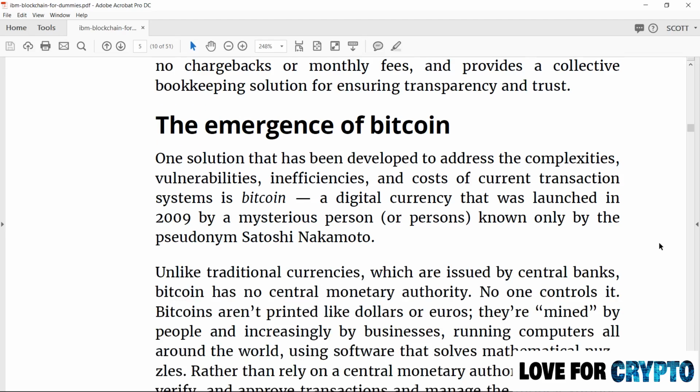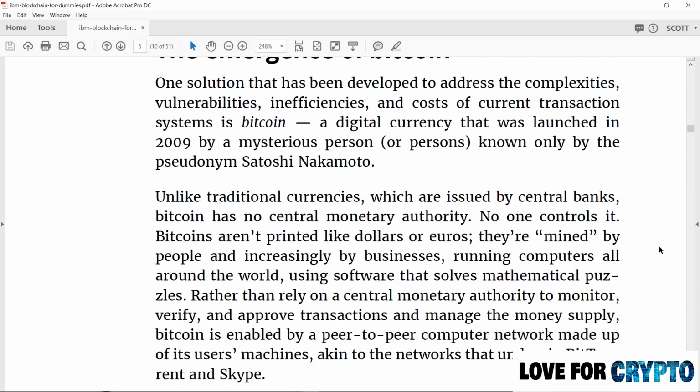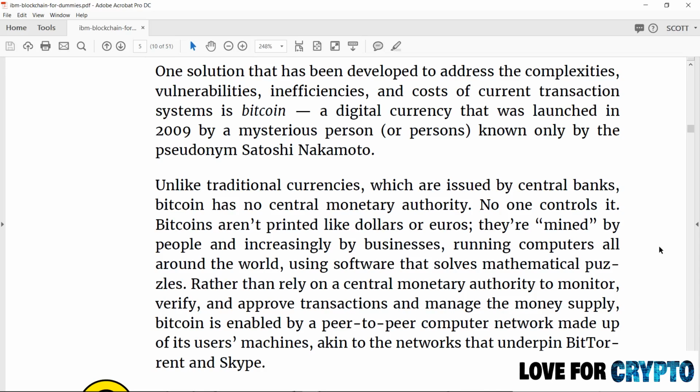One solution that has been developed to address the complexities, vulnerabilities, inefficiencies, and cost of current transaction systems is Bitcoin, a digital currency that was launched in 2009 by a mysterious person or persons known only by the name Satoshi Nakamoto. Unlike traditional currencies, which are issued by central banks, Bitcoin has no central monetary authority.